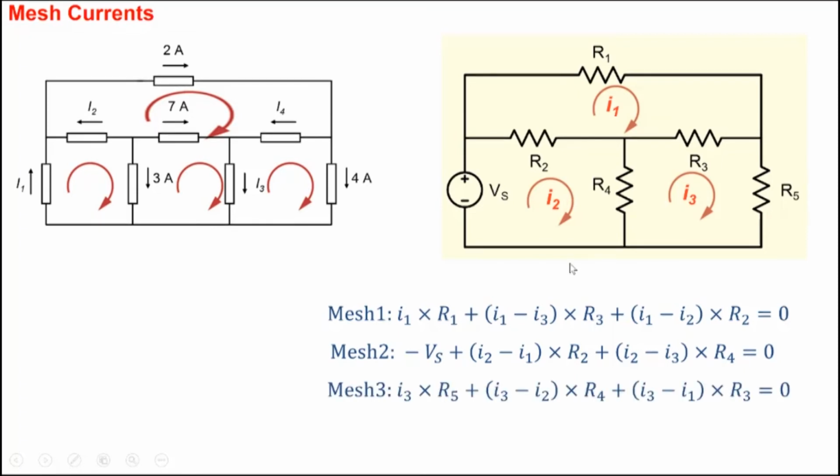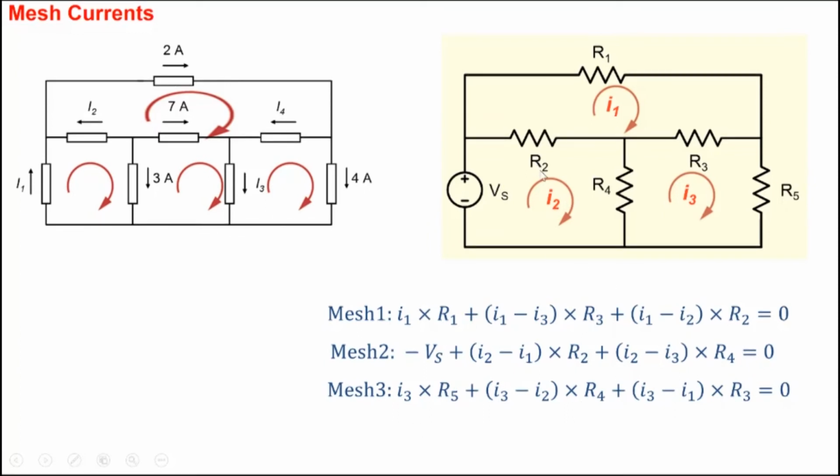Then mesh 3 we can do similarly. We could start, as I said, from anywhere. Let's say you start from this particular point, so I3 into R5. Then you come here, and then you go up, and the net current flowing is, when you're going up, the drop is I3 minus I2 into R4. And then you're going right here. So the net current through this going right is I3 minus I1 into R3. And the sum of the voltage drops is equal to 0.